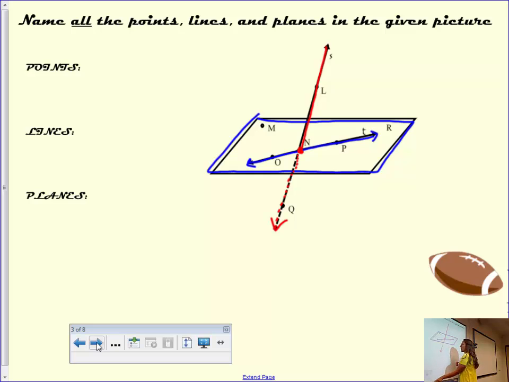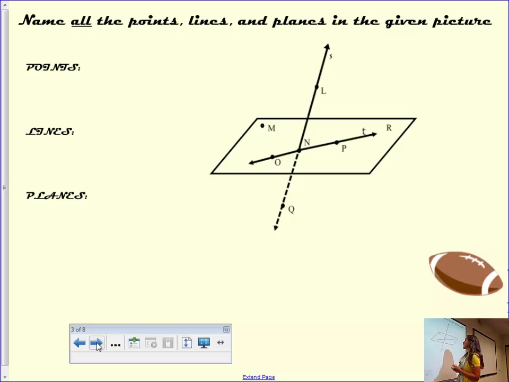So what I would like you guys to do right now, you need to draw out this example and then hit pause, because I want you to take the time right now to name all the different points, lines, and planes in this given diagram. Once we come back, I'll go over the different ways to name all of these, so we'll make sure that you know how to do this correctly.